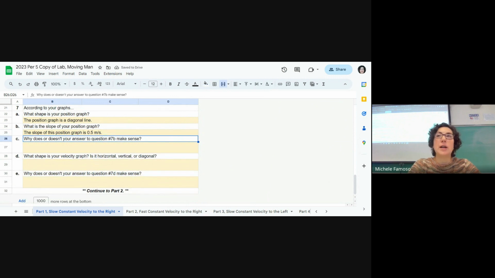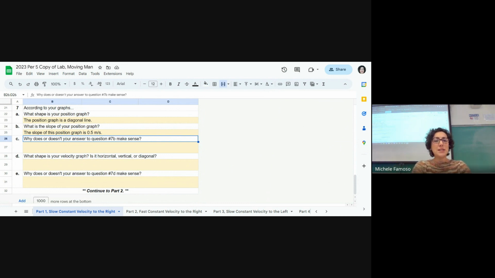Hit enter, so you're out of that cell. It saves your answer once you hit enter. A lot of you turn in Google Sheets to me, and then I say that the box is blank. It didn't save your answer because you didn't move out of the cell after you typed it. Once you move out of the cell, it saves it. Until you do that, it's not saved.